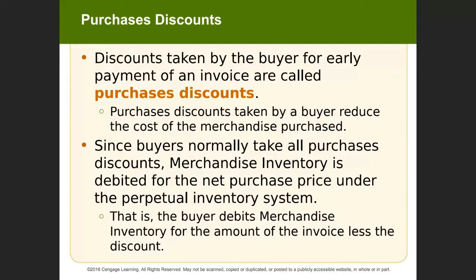Discounts taken by the buyer for early payment of an invoice are called purchase discounts. So sometimes companies will offer, if you pay within 5 days of the date of this invoice, or 10 days of the date of this invoice, then you'll get a 5% discount or a 2% discount. And they do that because they are hoping to get a quick turnaround on the money that is owed to them. And companies that owe the money, obviously, they'll pay the invoices early so that they can get that discount.